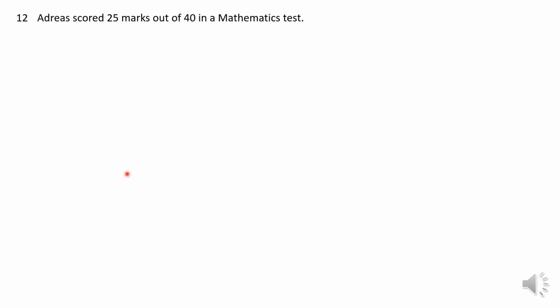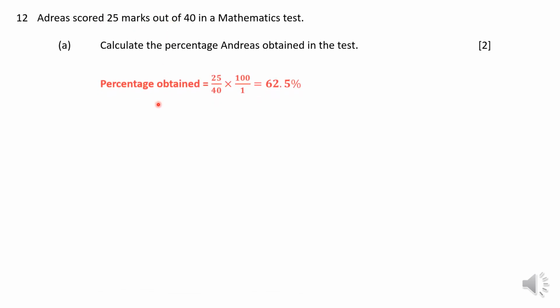Andrea scored 25 marks out of 40 in a mathematics test. Calculate the percentage that he got in the test. This is very easy. You simply just take the 25, you divide it by 40, and you multiply that by 100. You can say 100 over 1, it doesn't matter, as long as you get to the 62.5%.